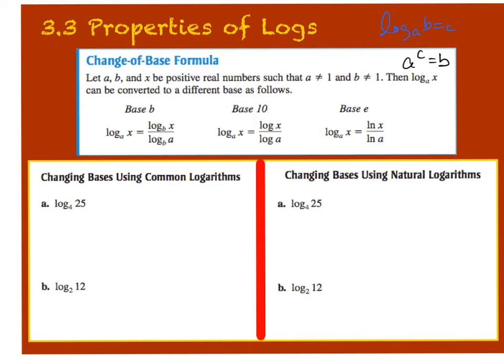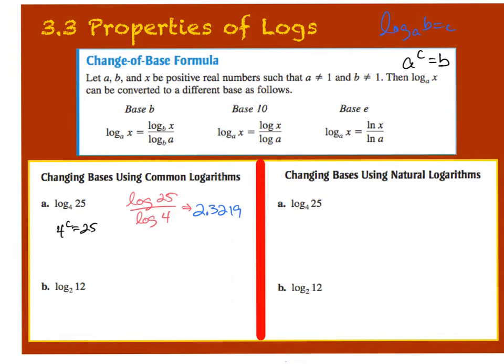So let's work with this first one. I have log base 4 of 25. Yes, this is really 4 to the power of C is equal to 25, but I can't do that in my head. Maybe you guys can, I just can't. So you do the change of base formula. You do log of 25 over log of 4. And now we put that into our handy dandy calculator. What do we get? 2.3219.